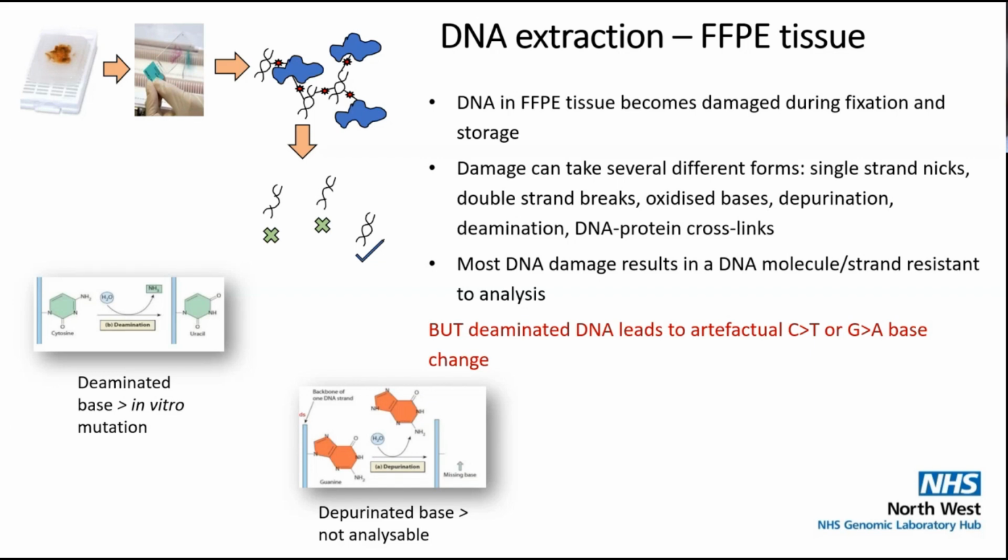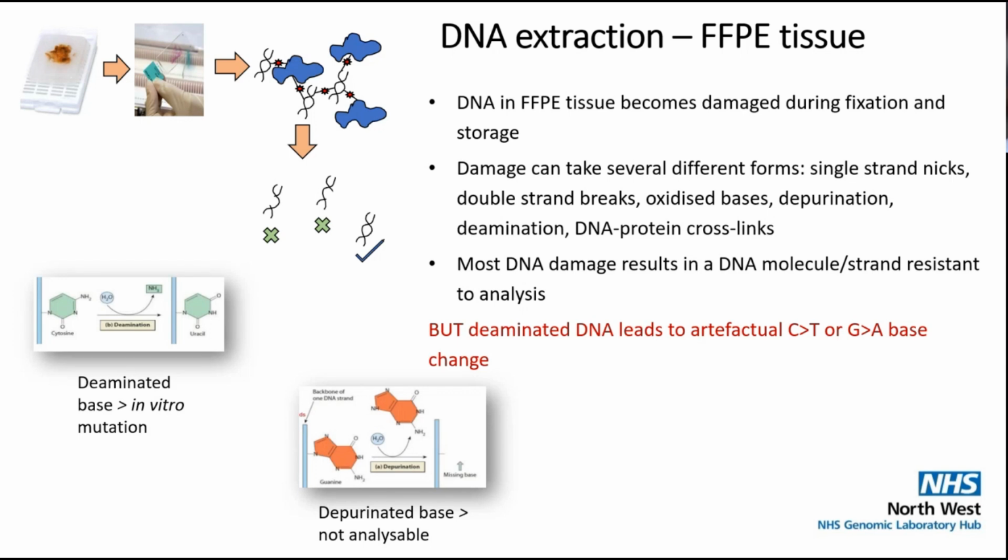So the DNA can be damaged at any stage, or all stages, of the process. So when it's fixed in formalin, it can be damaged. The storage: samples which have been stored for many, many years naturally start to degrade and accumulate damage. And then when we actually start the process of DNA extraction, we have to break the cross-links between the proteins and the DNA, and this can result in additional damage. And we get a variety of different types of damage within that DNA.